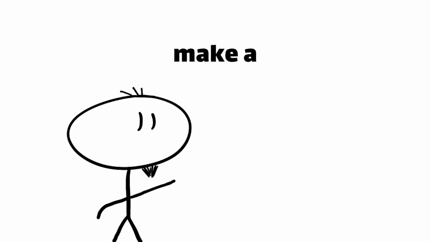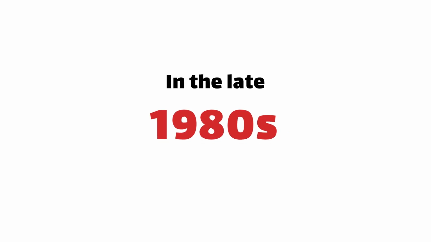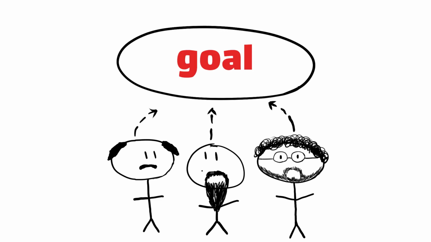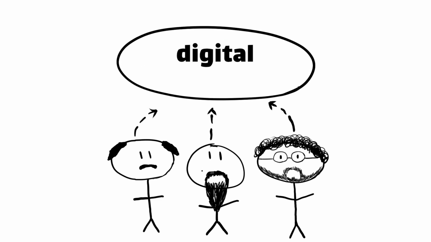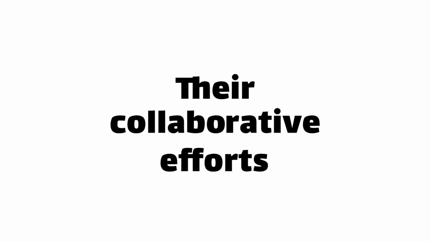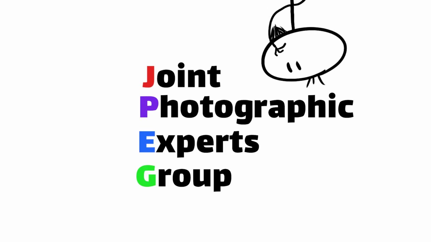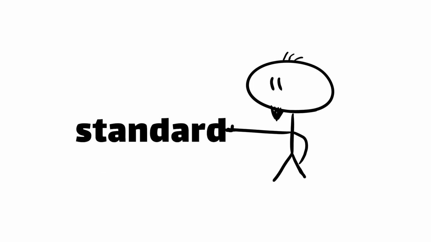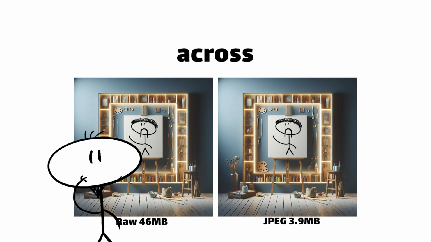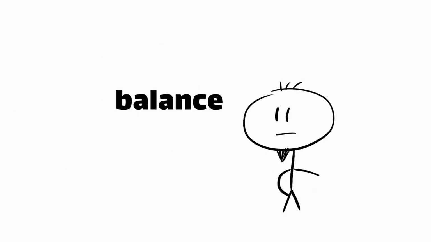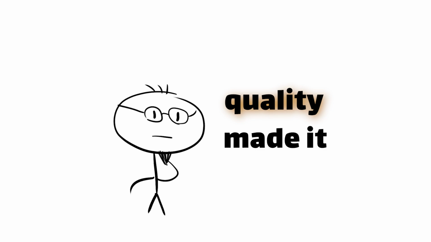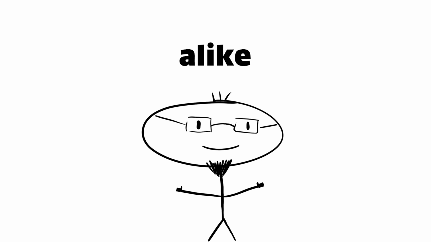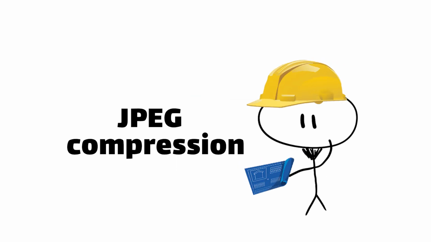To get us started, let's make a quick historical stop. In the late 1980s, a joint committee of experts from various industries came together with a singular goal: to develop a standardized compression technique for digital images. Their collaborative efforts birthed the Joint Photographic Experts Group, or JPEG for short. JPEG compression quickly became the industry standard, revolutionizing image storage and transmission across the digital landscape. Its ability to balance compression efficiency and visual quality made it an invaluable tool for photographers, designers, and everyday users alike.